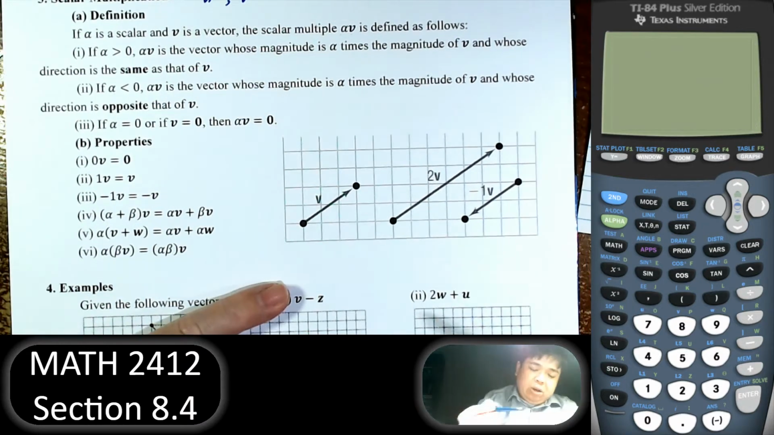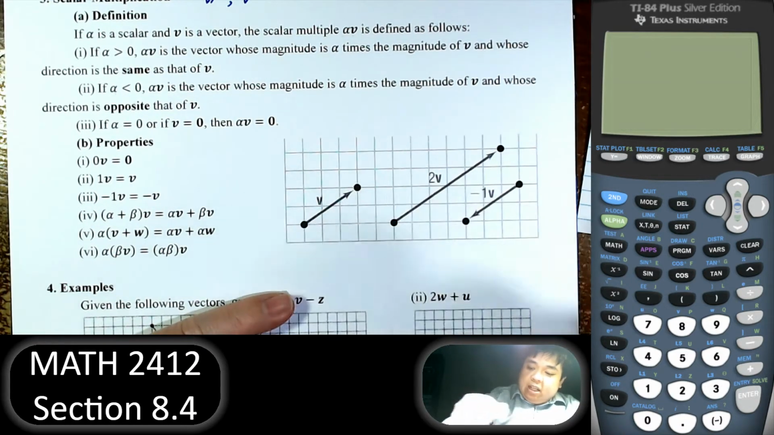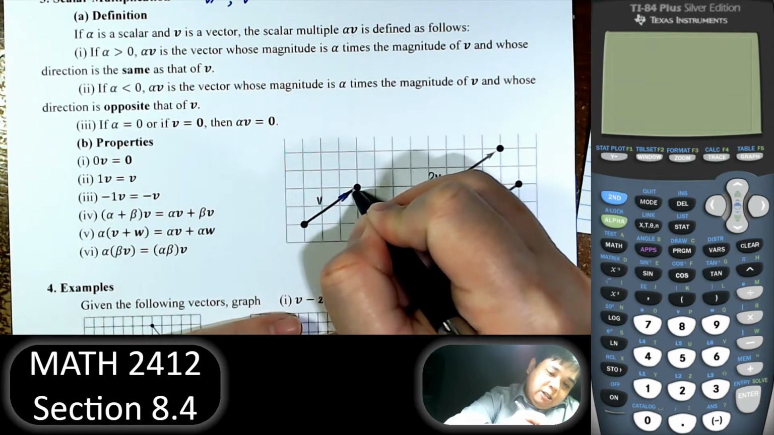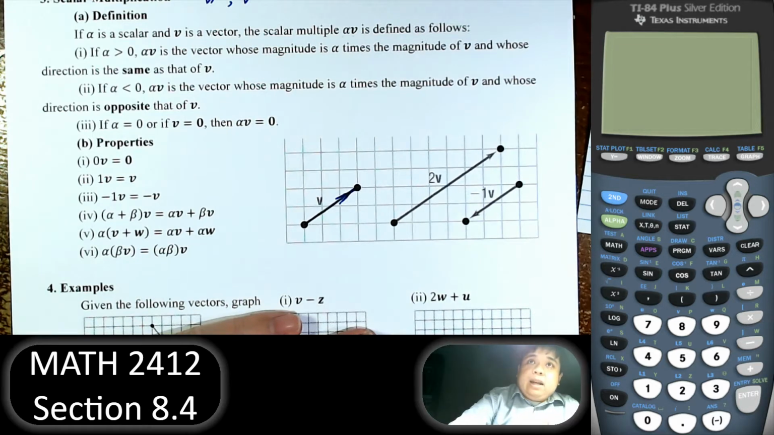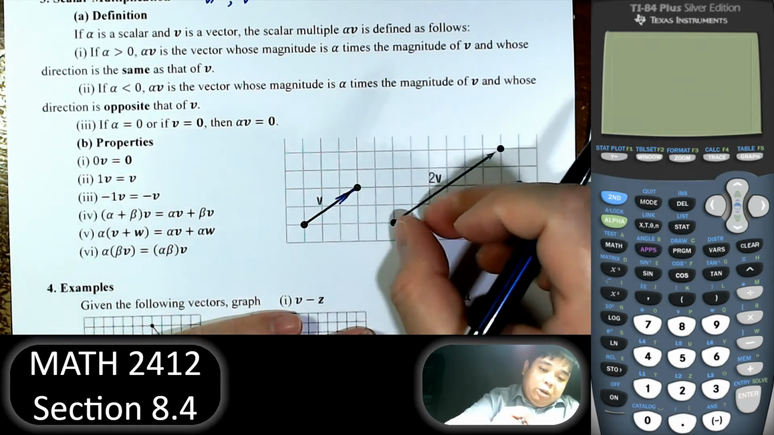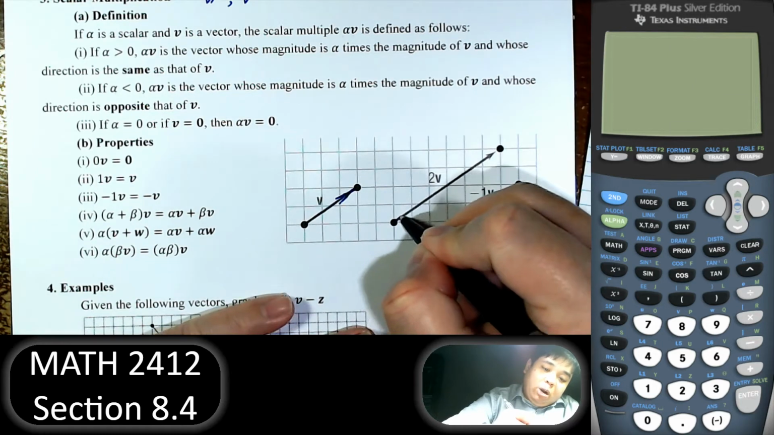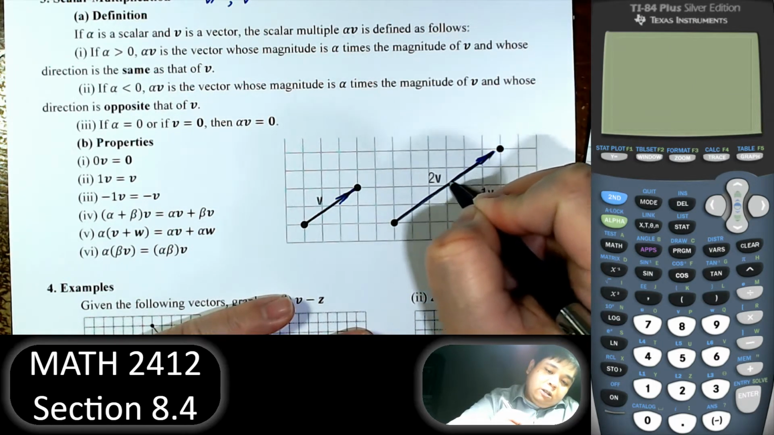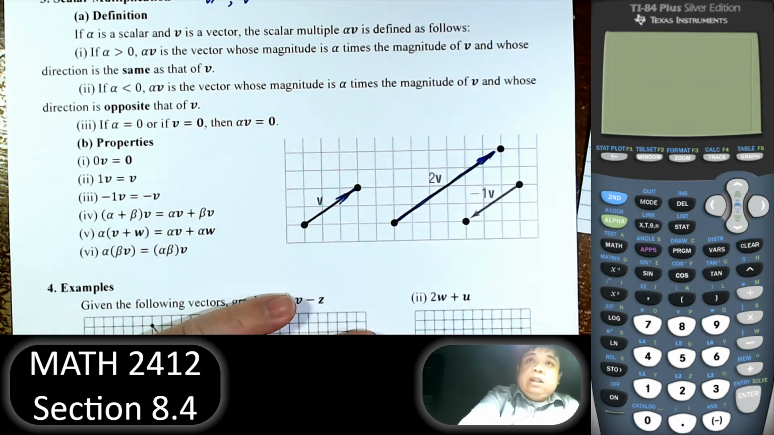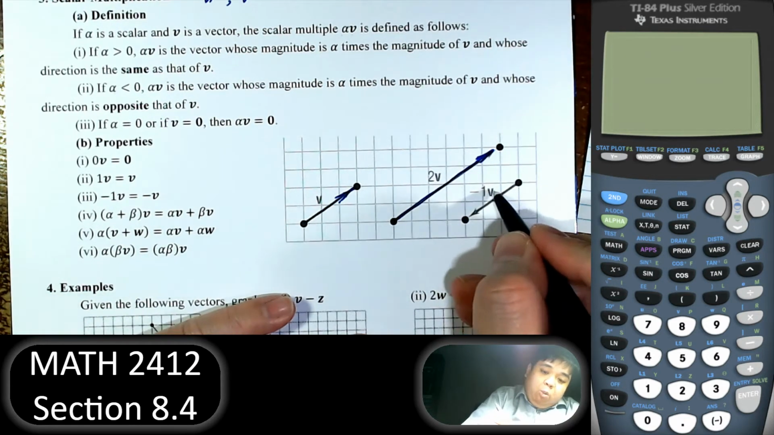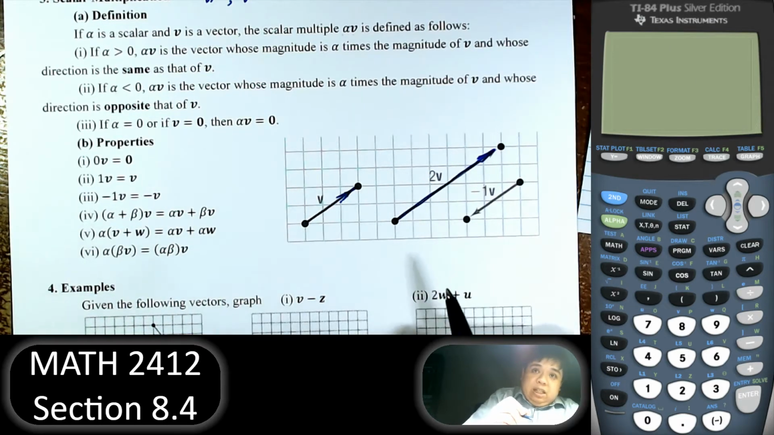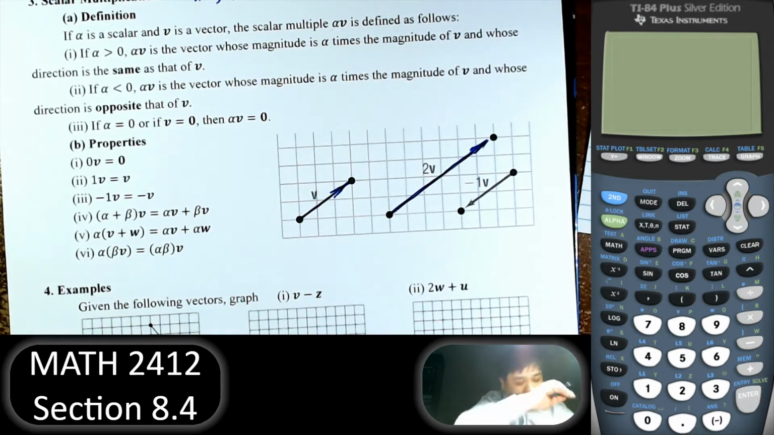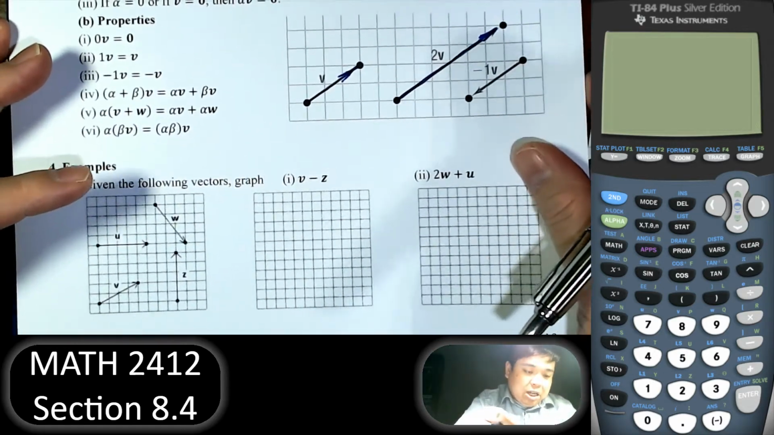Right, so we have some examples here. If we have the vector v is this much, then 2 times vector v will be twice as long but point in the same direction as vector v, and negative v will point in the opposite direction as v. If we have negative 2 times v, it will point that way, but it will be twice as long. Here we have some examples.